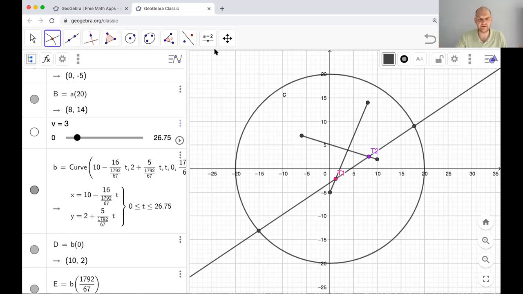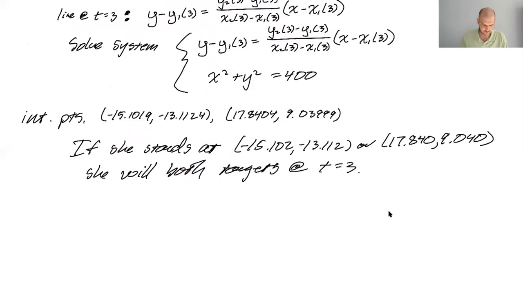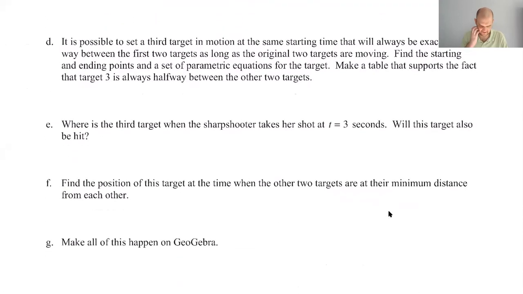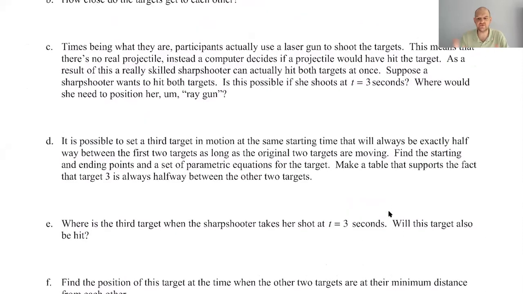So, all right, back to the notes. We're done with this one. I'm going to stop this here because I don't know how long this video is. So I think we answered part C. What do we have coming up? D, E, F, and then G we're doing as we go. So that's good. At t equals 3, we now know where she should stand.